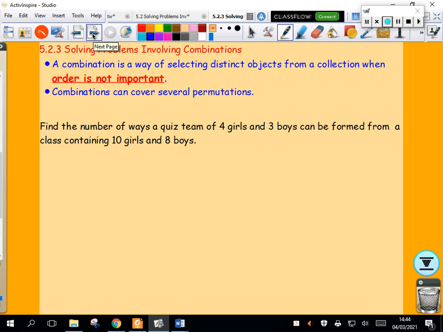Look at one last problem. Find the number of ways a quiz team of 4 girls and 3 boys can be formed from a class containing 10 girls and 8 boys. Task 1, choose 4 girls from a collection of 10 girls. Task 2, choose 3 boys from a collection of 8 boys. The number of ways to complete task 1 followed by task 2 is 10 choose 4 times 8 choose 3.